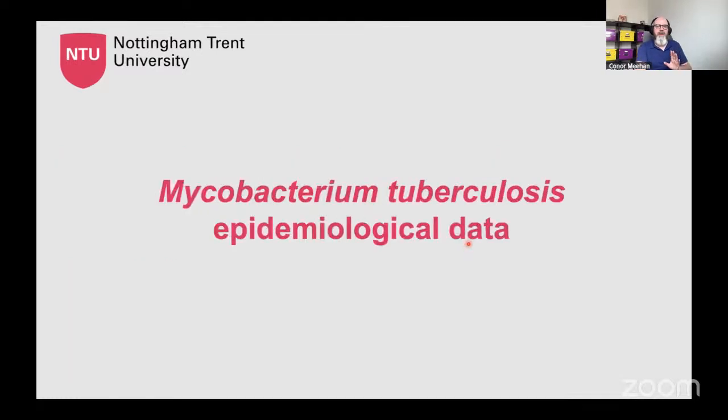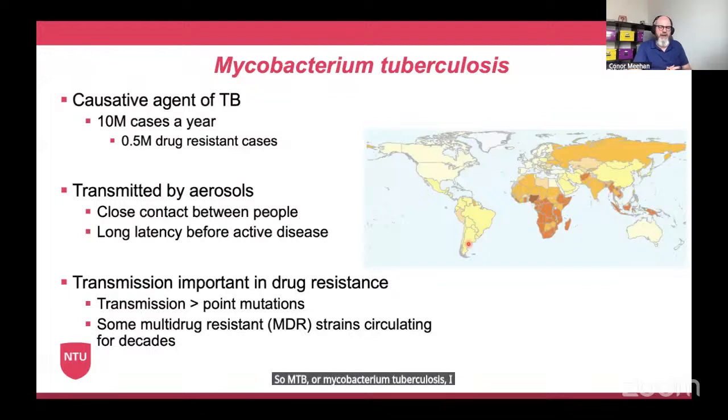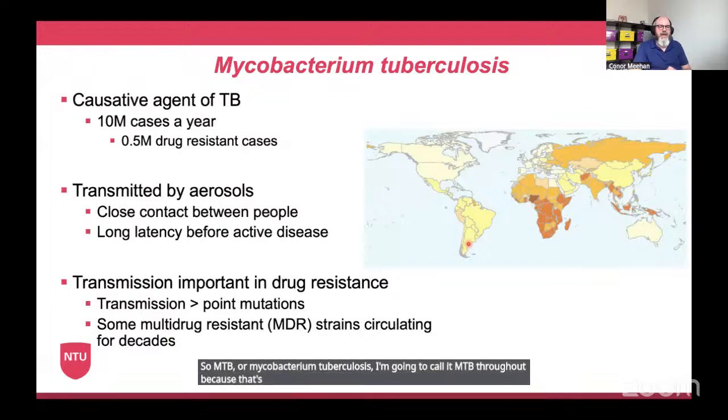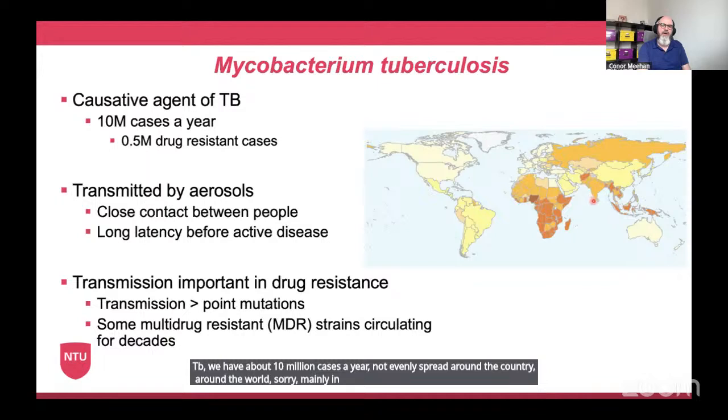So let's talk a little bit about Mycobacterium tuberculosis first and the type of data that we deal with in this pathogen. So MTB, or Mycobacterium tuberculosis, I'm going to call it MTB throughout because it's too long to say over and over. It's a causative agent of tuberculosis. TB, we have about 10 million cases a year, not evenly spread around the world, mainly in sub-Saharan Africa, over in the Indian subcontinent and down into Southeast Asia. About 500,000 of these would be drug-resistant cases, and transmission is through aerosols.